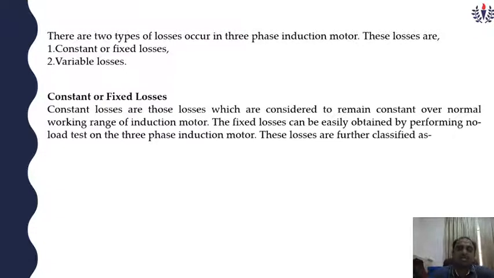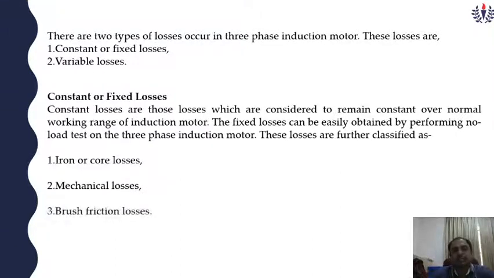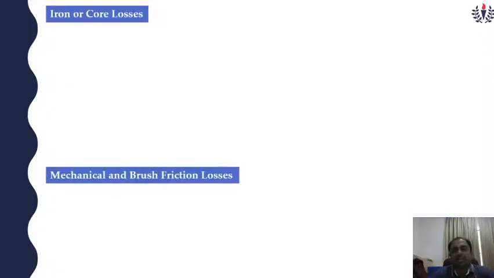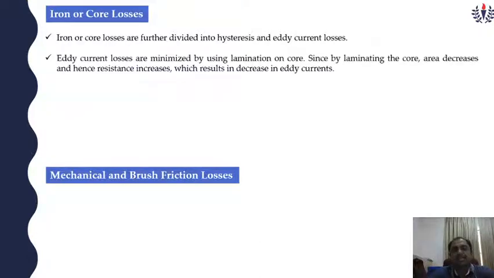These losses are further classified as iron or core loss. Second one, mechanical losses. Mechanical losses means friction and windage losses. Third one, brush friction losses. Iron or core loss is further divided into two types: one is hysteresis and the other is eddy current losses.